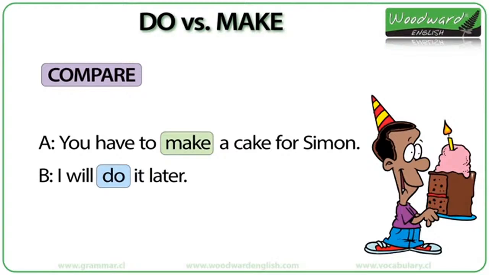Let's compare do and make with this simple dialogue. You have to make a cake for Simon. I will do it later. Why is make used in the first part? We use make when we're talking about food, drink, or meals. Also, you can think of it as the person is creating or building a cake.